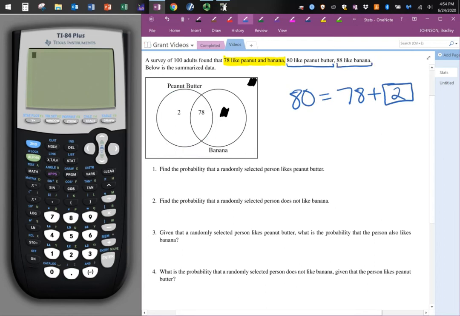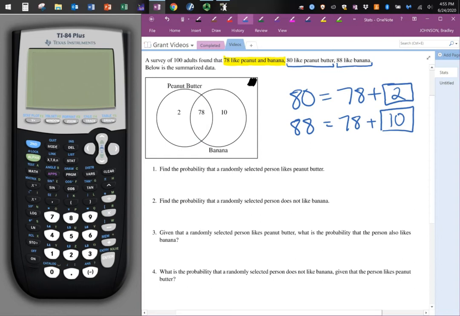Now, 88 like banana. So something similar occurs over in this banana circle. So 88 would be over here. Now, what we know is that 78 is in the intersection. Well, how many are just in the outer portion, just liking only banana, not banana and peanut butter? Well, we would have to add 10 to that to get to 88. 78 plus 10 gives you 88. So 10 and 78 bring you to 88 in that banana circle. So then we could see that we've completed that.